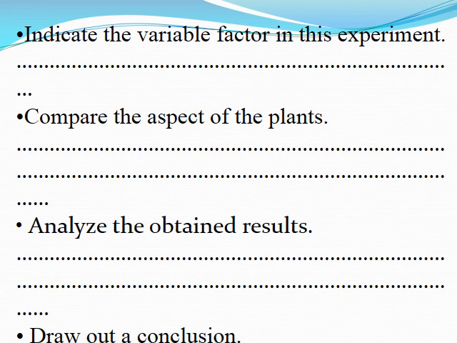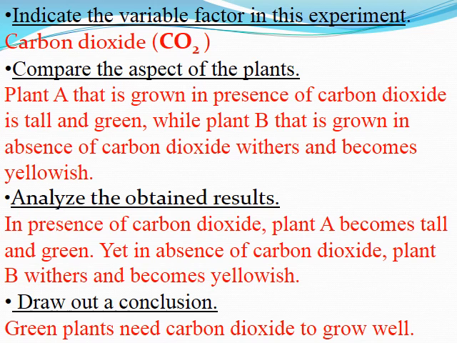Indicate the variable factor also in this experiment, as we said in the other experiments. Compare the aspect of the plant, analyze the obtained results, and draw out a conclusion. So the variable is CO2, carbon dioxide. Compare the aspect: plant A, grown in the presence of carbon dioxide, is tall and green, while plant B, grown in the absence of carbon dioxide, withers and becomes yellowish.